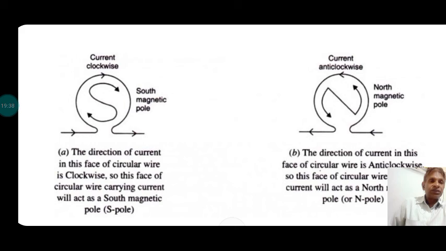So the face where the current flows in the anti-clockwise direction is considered a north pole. The face where the current flows in the clockwise direction is considered a south pole. The south pole and north pole are produced by the current carrying circular ring, and we can confirm which face is the south pole and which is the north pole on the basis of the clock rule.